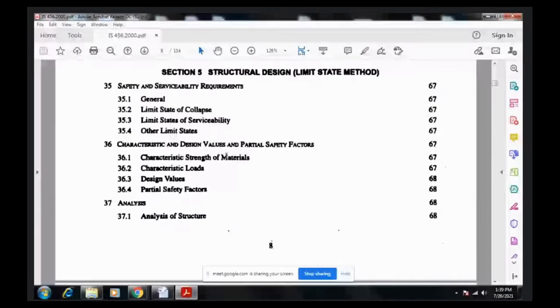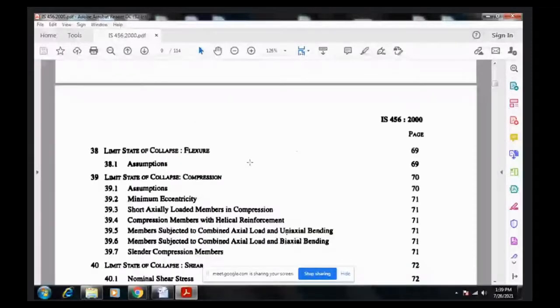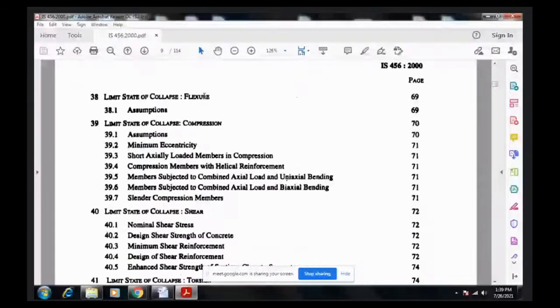Why is it called limit state methods? What are the limiting states? That will be discussed in detail. These are the different aspects in limit design or plastic concrete, whatever it is: in bending, in friction, or under compression, under torsion, under the combined condition, and under the serviceability limit, meaning deflection.